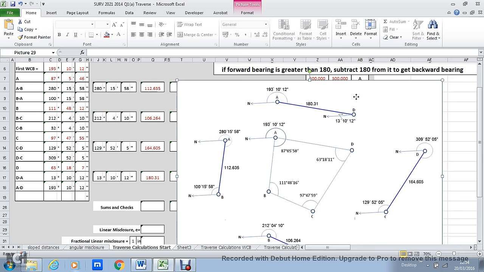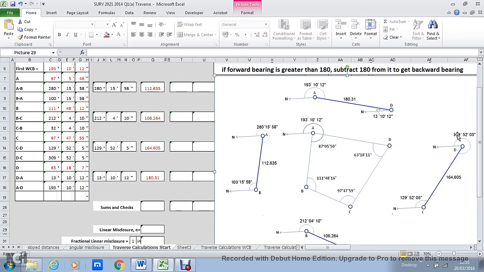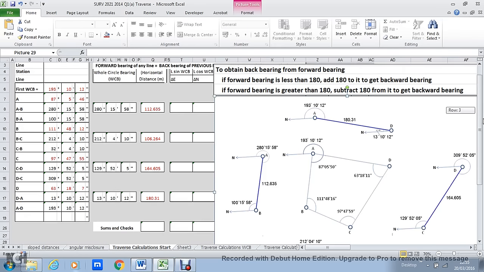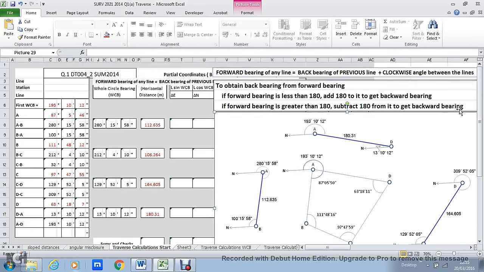So we have worked out the whole circle bearing and the length, and basically the polar coordinates for each of the 4 lines. And we will then use those in the next video. We'll show how we'll work out our partial coordinates using those values.